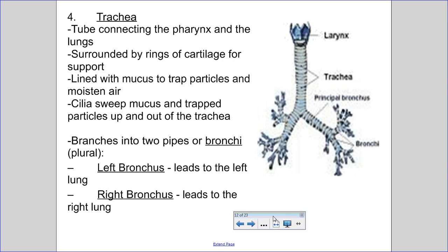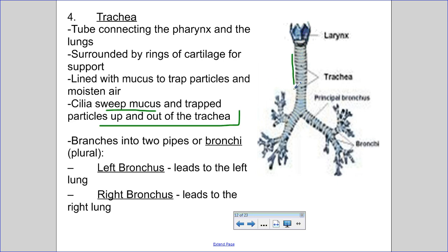So as air moves past the pharynx and the larynx, it then enters into the trachea. The trachea is basically the tube connecting the pharynx to the lungs, and it's surrounded by rings of cartilage for support. Basically, that ring of cartilage will keep the trachea open. Now, the trachea is also lined with mucus to trap particles and moisten air, and it also has cilia along the length of it to help sweep mucus and trapped particles up and out of the trachea.